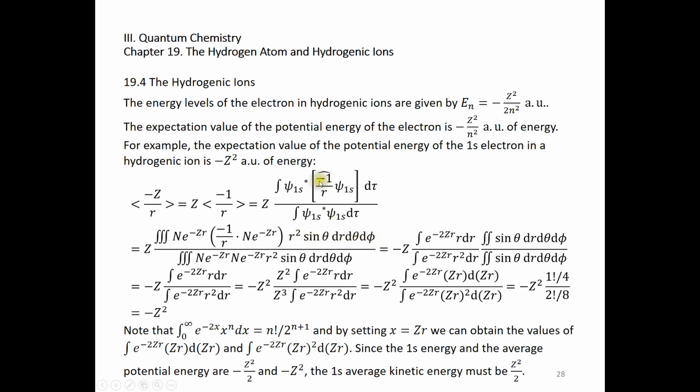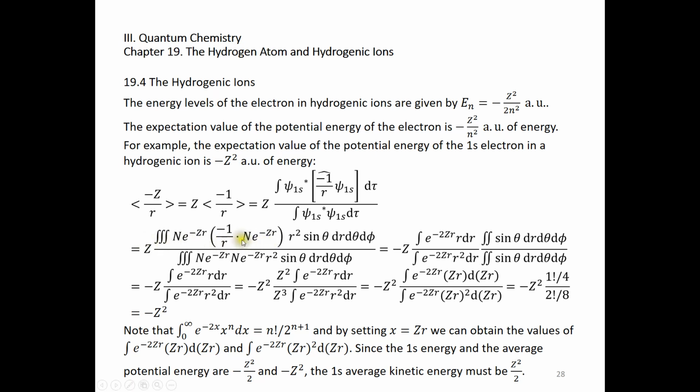So we're going to just plug in the expression for this wave function of the 1s orbital, which is N times e to the power of negative Zr for the hydrogenic ion. So you can see this on the bottom 2 times, and also on the top, and over here, this is simply the potential energy operator applied to the wave function.